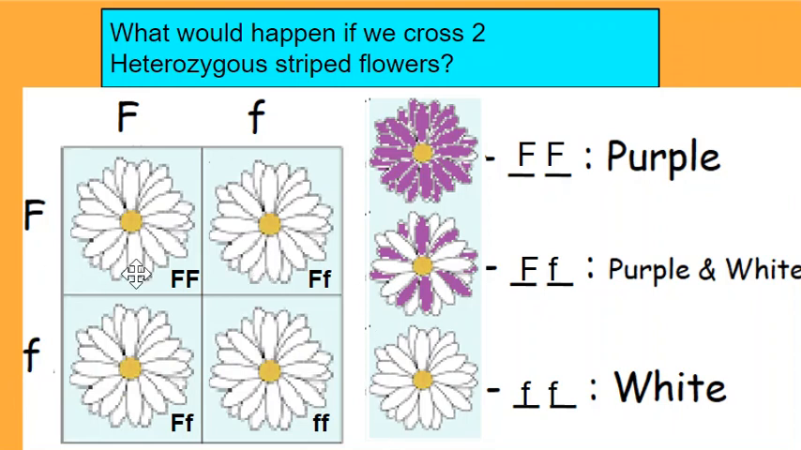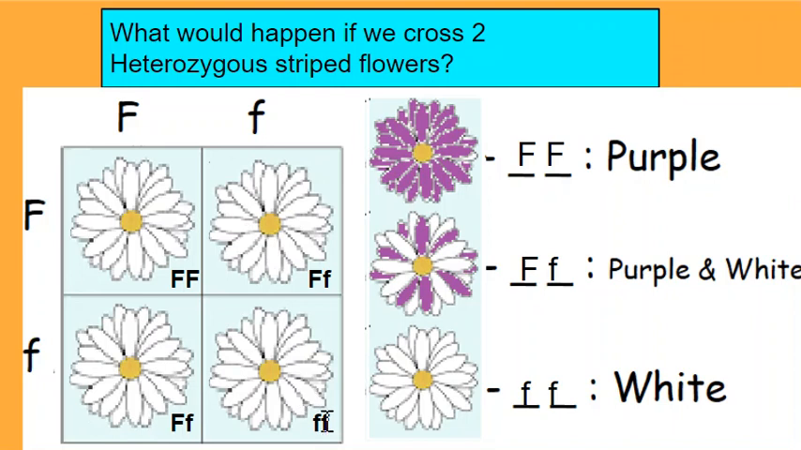In the end, one out of the four squares is big F, big F. Using our chart, what color is that one flower? Purple. That means there's a 25% chance that they have a purple flower child. Two of the boxes have big F, little f. Using our chart, what color is that? Purple and white. Color those flowers purple and white. Two boxes means there's a 50% chance that they have a purple and white flower child.